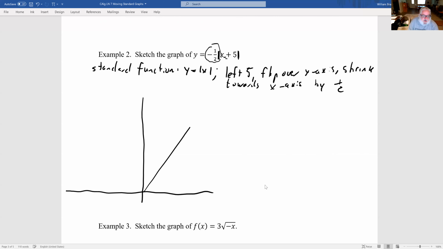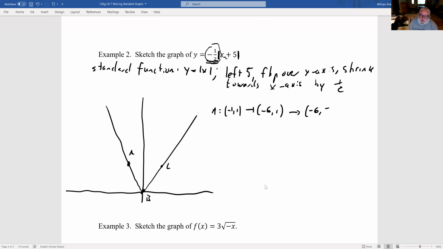With a graph of our absolute value function, it looks like that. A, B, C are my 3 special points. So A starts at -1, 1. Left 5, we'll move it to -6, 1. Flipping over the x-axis and shrinking towards the x-axis by 1/2 means I'm multiplying the y value by -1/2. And so that takes me to -6, -1/2.